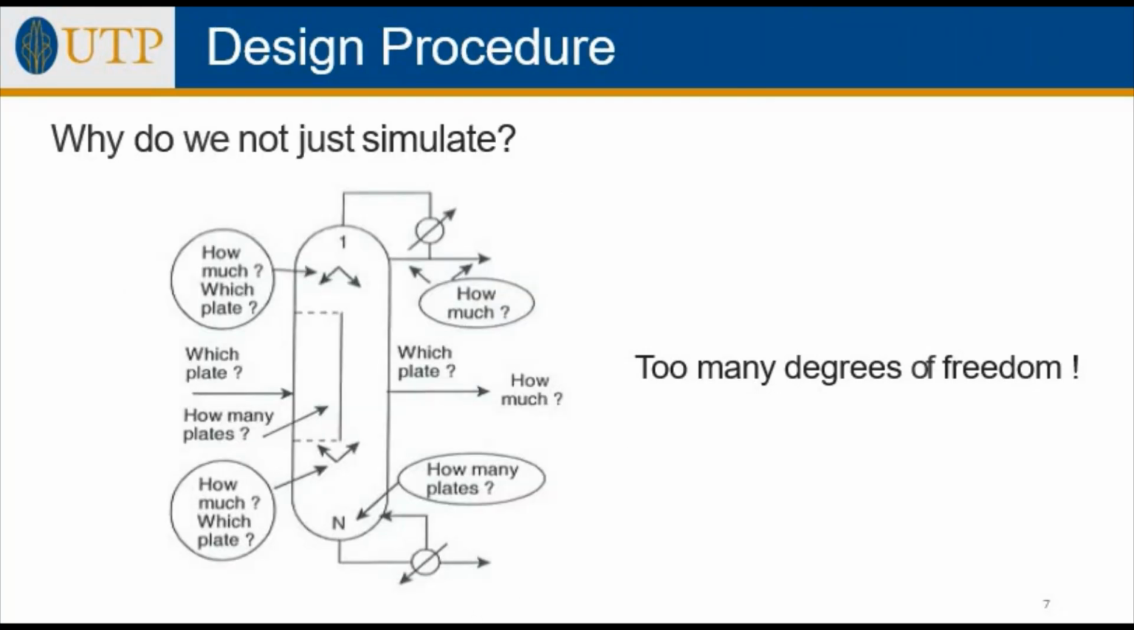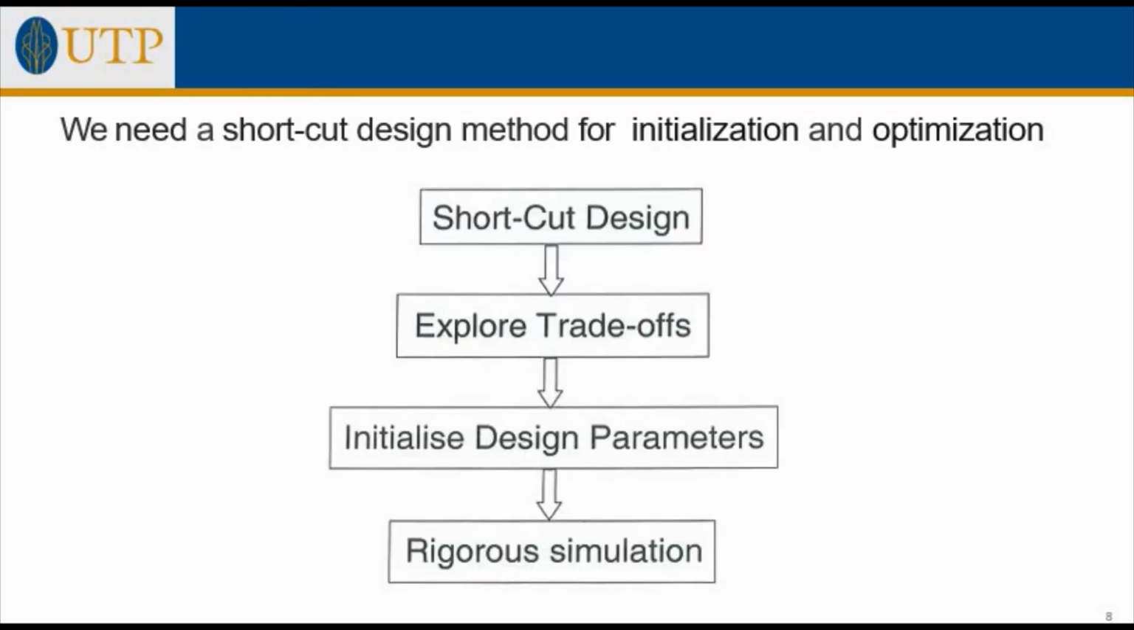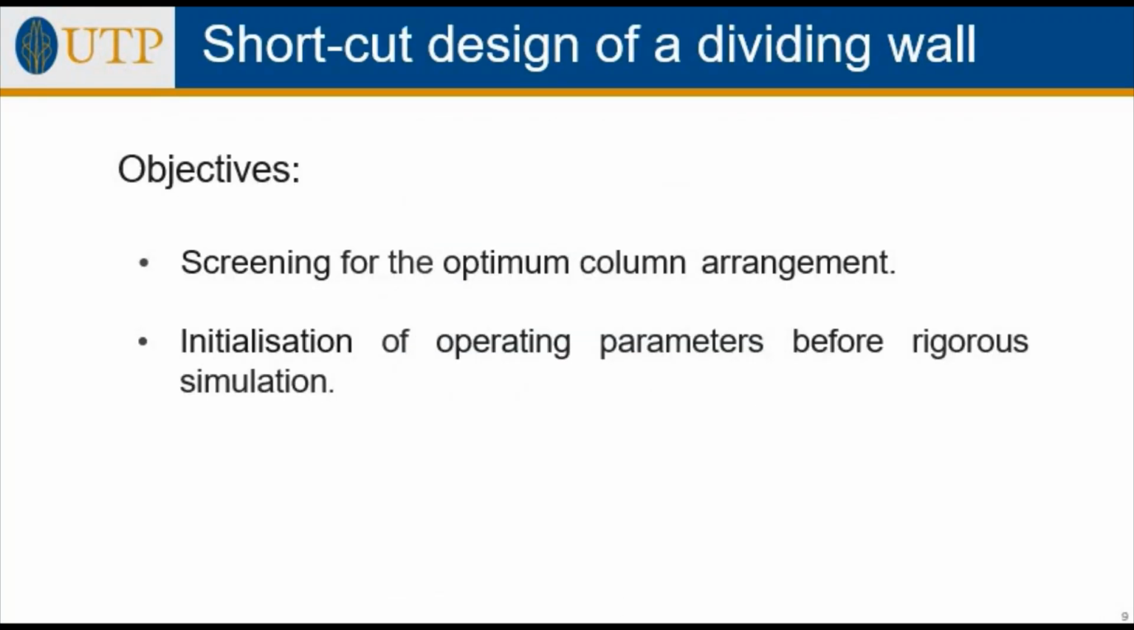Let us look at the design procedure of the dividing wall column. As shown in this slide, there are too many degrees of freedom. Therefore, why do we not just simulate? For simulation, we need a shortcut design method for initialization and optimization. So, as shown in this flowchart, it starts with shortcut design, then explores trade-offs, initializes the design parameters, and has the rigorous simulations. So, the objectives of shortcut design of a dividing wall column are screening for the optimum column arrangement and initialization of operating parameters before rigorous simulations.